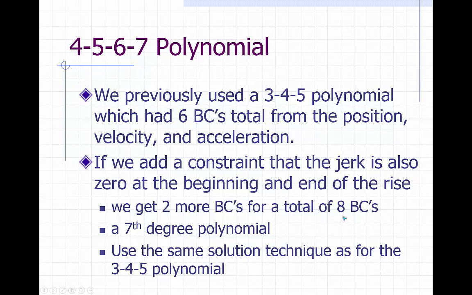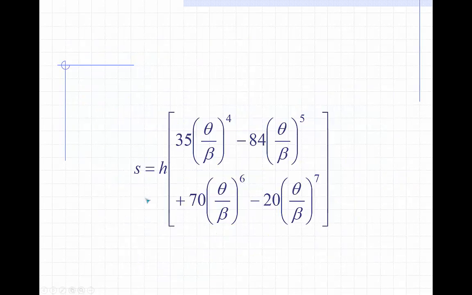So we look back at our equation, what we're saying is that we'd like to have a jerk that also starts at 0. This is not required. The jerk here was finite, but if we did want our jerk to begin at 0 and end at 0, that would require 2 more boundary conditions for a total of 8. This would be a 7th degree polynomial, but we use the same solution techniques as we did for the 3, 4, 5 polynomial. We do that, we get our S equation looking as follows: 35, 84, 70, and 20 for our C's. And you see this is a 4, 5, 6, 7 polynomial.